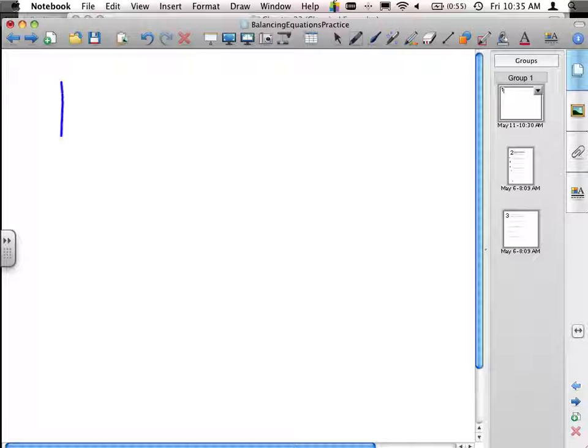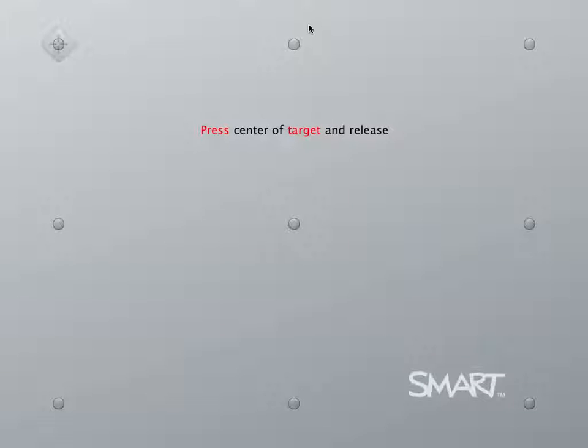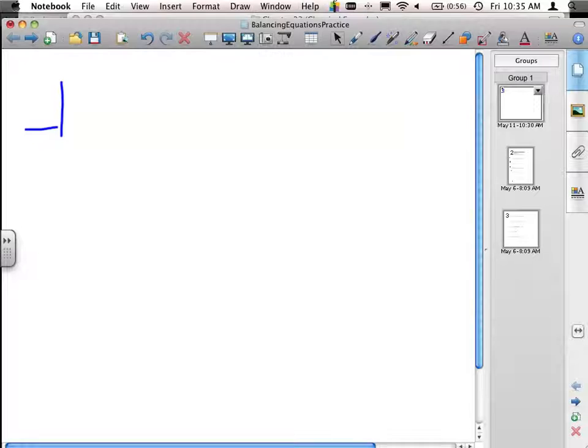Can anybody name the first compound? Sodium. Compound, not element. NaOH. What's Na stand for? Sodium. What does OH stand for? Hydroxide. Yep, so it's called sodium hydroxide.